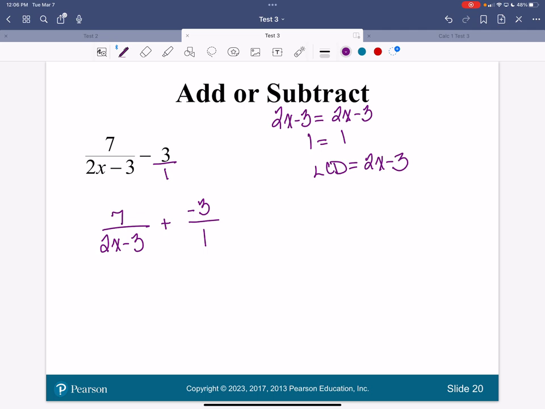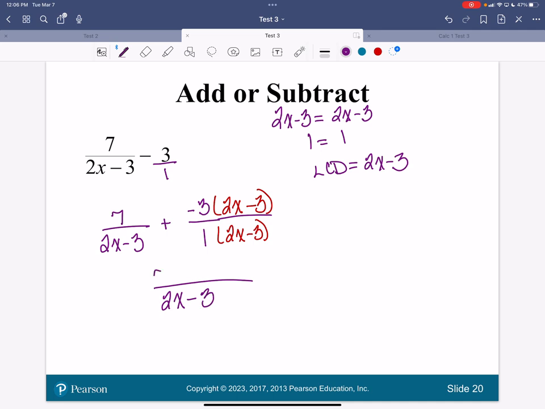So when I look at this one right here, does it already have everything? It does. What about this one? No. So I'm going to put 2x minus 3 in the denominator. And the numerator. Good. And if I do it in the denominator, I have to do it in the numerator. And what am I going to have to do with that negative 3? I'm going to have to distribute that negative 3. Okay? So now I can rewrite it as a common denominator.